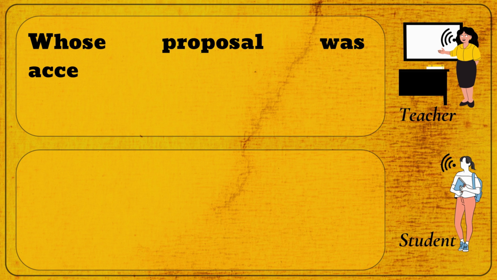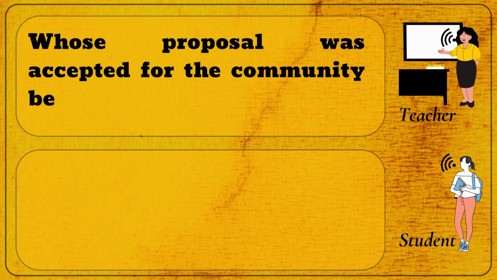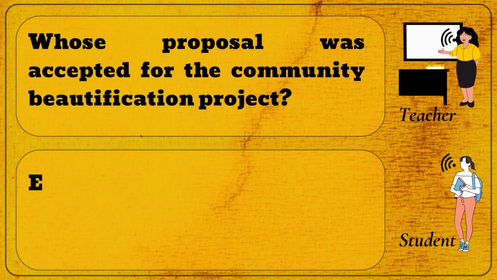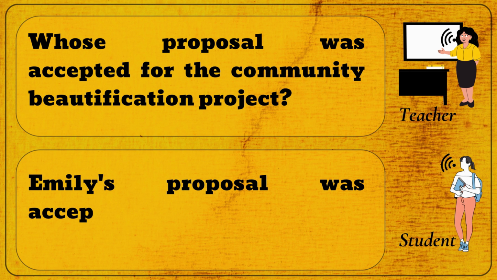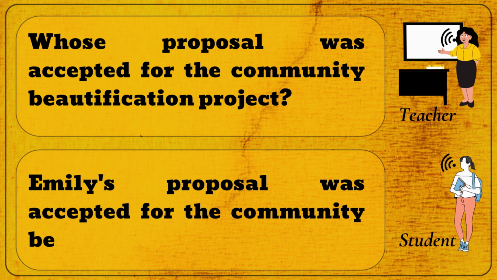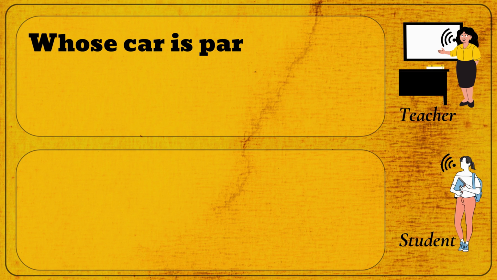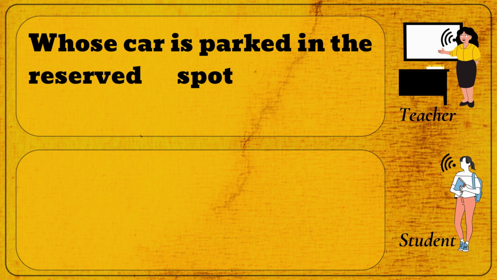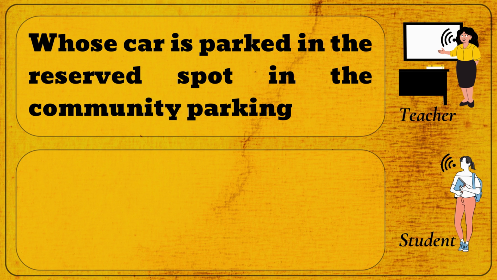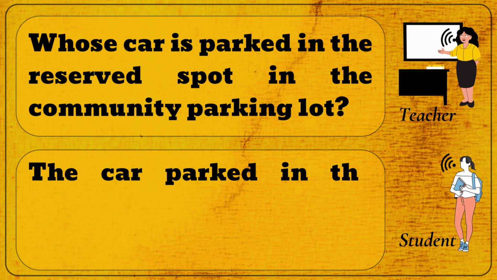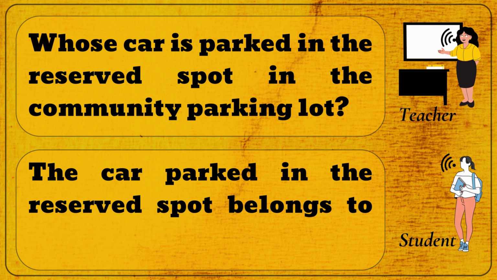Whose proposal was accepted for the community beautification project? Emily's proposal was accepted for the community beautification project. Whose car is parked in the reserved spot in the community parking lot? The car parked in the reserved spot belongs to Mr. Johnson.